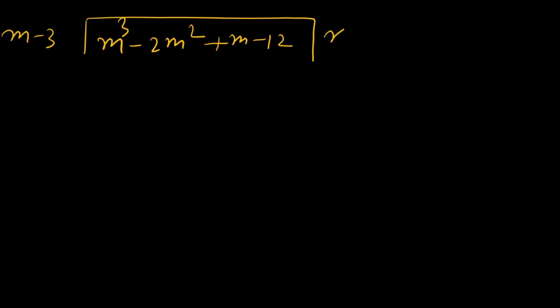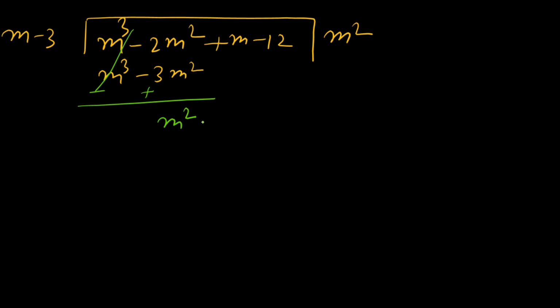Now here if we take m power 2, this m power 2 is multiplied by m, then we get m power 3. m power 2 is multiplied by minus 3, then we get minus 3m square. Here this is minus and this is plus, so this expression is cancelled out, because here m cube is positive and this m cube is negative. And minus 2 times m square and this is plus 3 times m square. It means this is m square plus m minus 12.